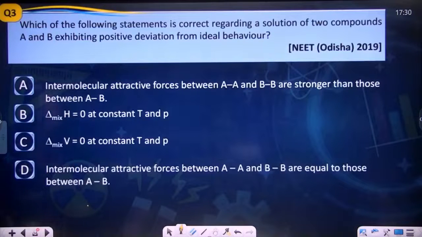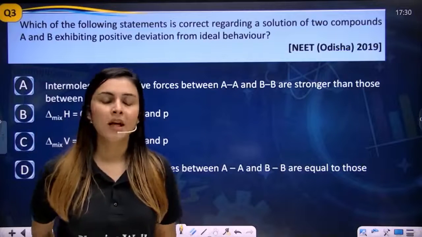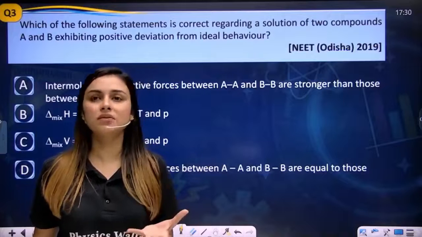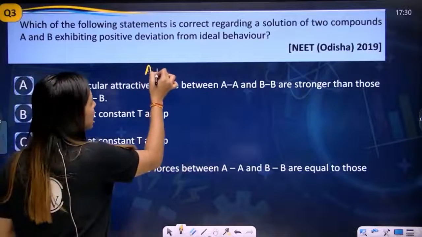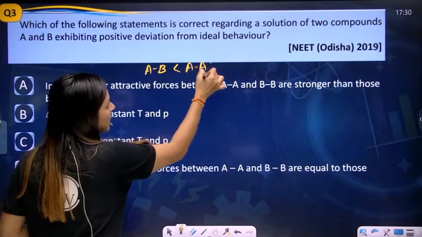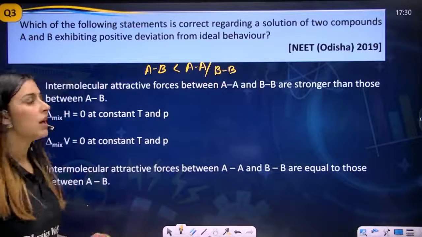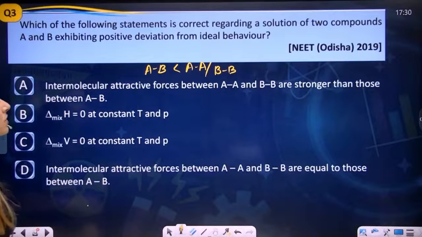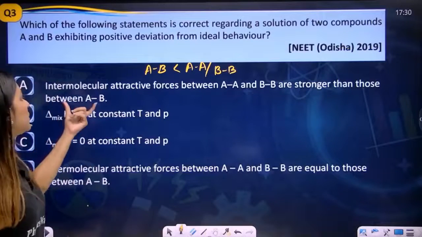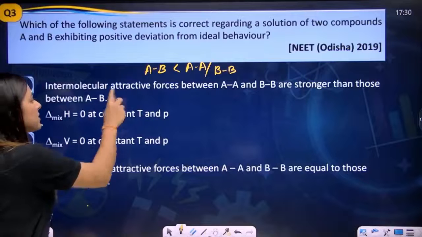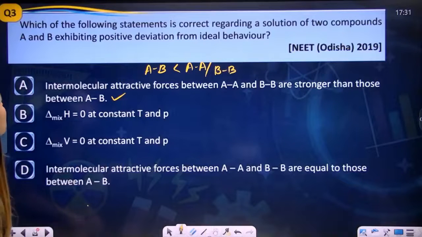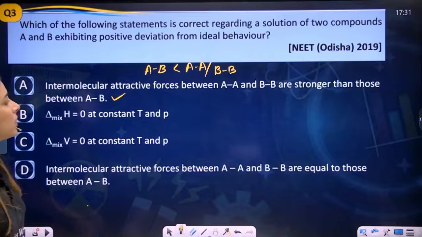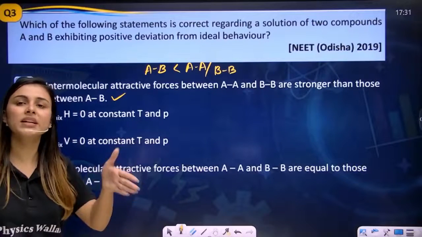Okay, try this question. Which of the following statements is correct regarding a solution of two components A and B exhibiting positive deviation from ideal solution? Again, my dear students, positive deviation means that AB interactions are weaker than AA interactions and BB interactions, right? Let's see one by one. First, intermolecular attractive forces between AA and BB are stronger than between AB. Absolutely correct. This statement is correct. We just wrote it, right? Okay, we've seen that it is correct. Now let's move forward.